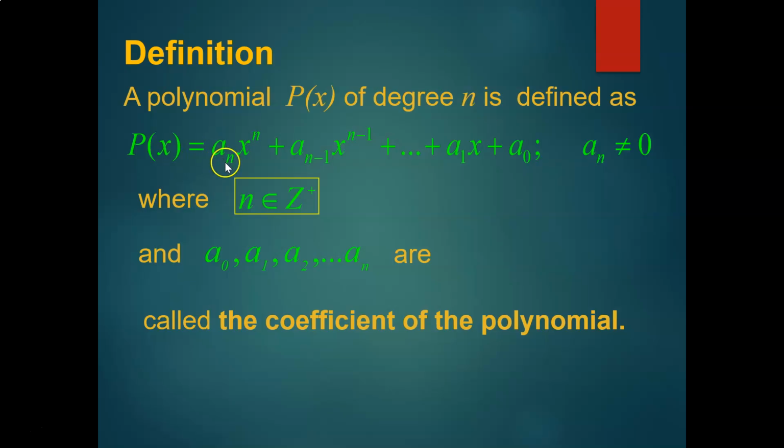Px equal to anx to the power of n, and then plus an minus 1, it's getting decreased, n minus 1 already. Here n, then it becomes n minus 1 until it becomes 0. Sama juga with the n over here. So you have n minus 1. The power or the degree is getting decreased. And the an over here, or what we call the coefficient, ataupun kita panggil sebagai perkali, an must not be equal to 0.